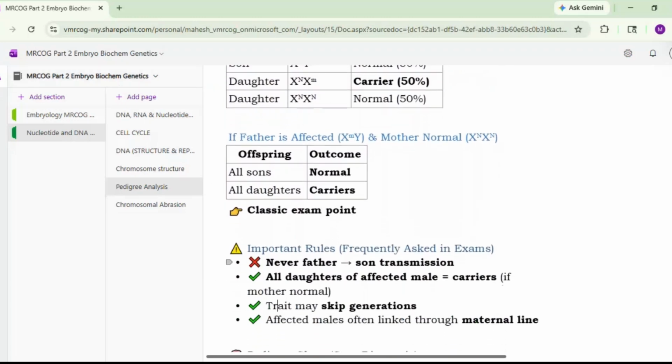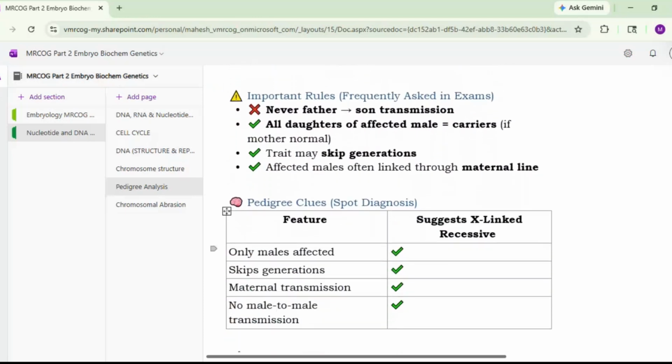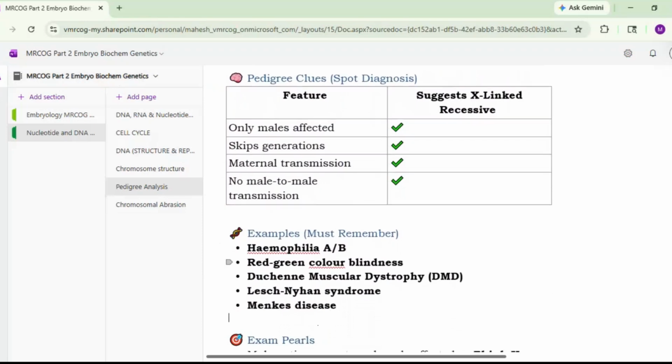The trait may skip a generation, and affected males are often linked through the maternal line. So, pedigree clues: what suggests X-linked recessive? Only males are getting affected, there is skipping of the generation, there is maternal transmission, and no male-to-male transmission. These are the points which you should remember.